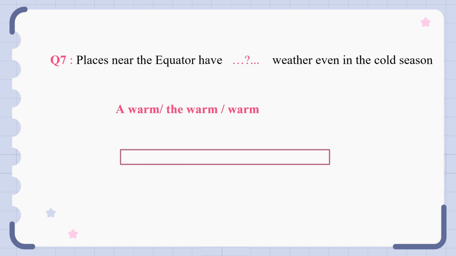Question number 7. Places near the equator have weather even in the cold season. Should we say warm, or the warm, or warm? The answer is warm. Places near the equator have warm weather even in the cold season. If the weather was countable, we would say a warm. But the weather is uncountable, so we have to say warm.